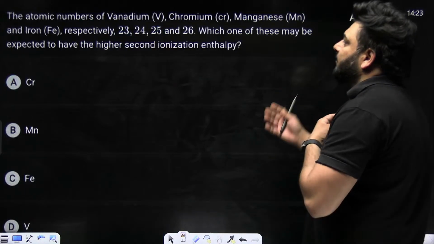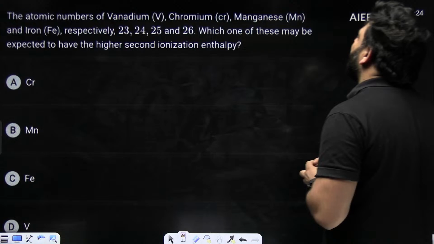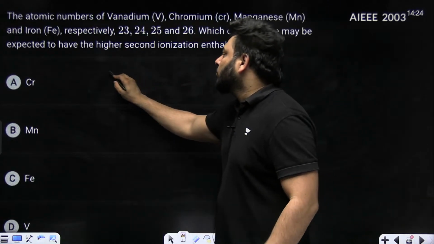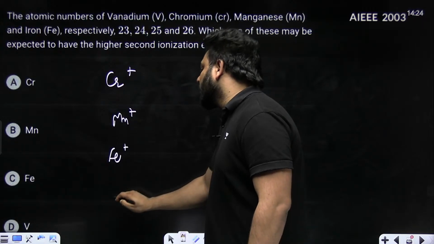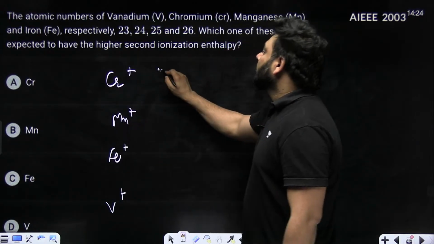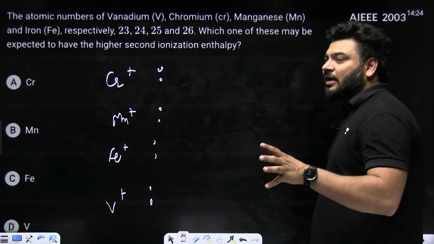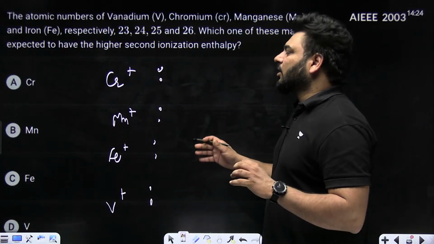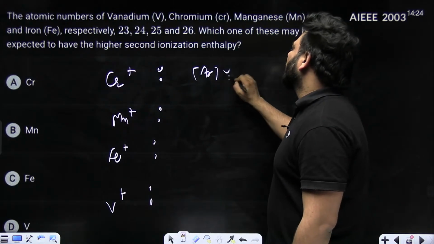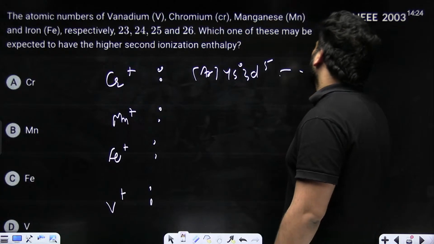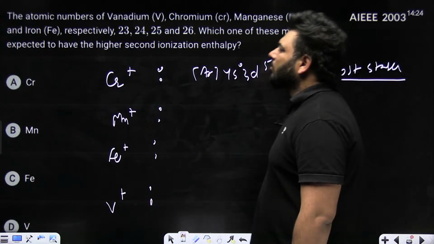But before that, let's have one more question. There are some set of atomic numbers. Which of these may have expectedly higher second ionization enthalpy? So sometimes we have to find out the Cr plus, Mn plus, Fe plus, so that we can know what electronic configuration is already available, which one of them is more stable, so that we cannot extract an electron without a higher amount of energy. This is argon, this is 4s0, this is 3d5, which is the most stable configuration we see. This is the most stable configuration and requires the most amount of energy.